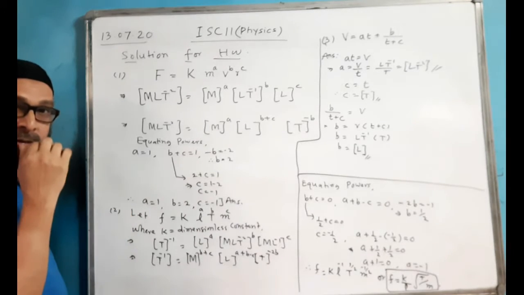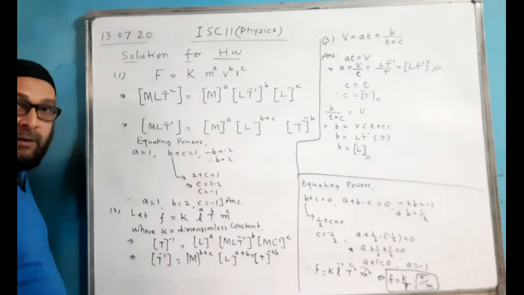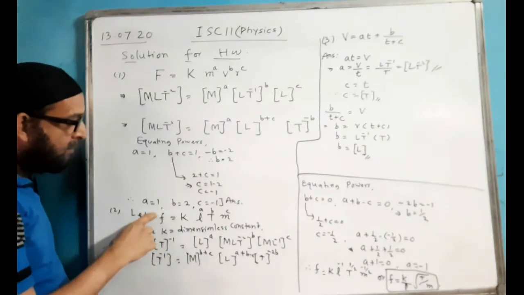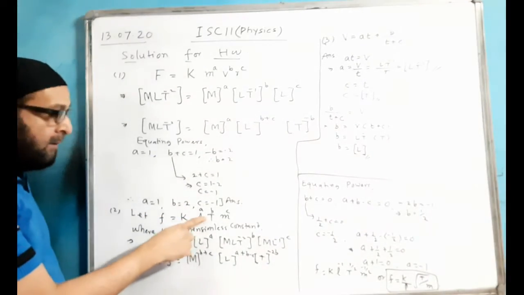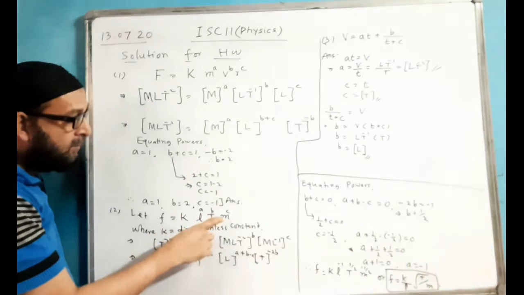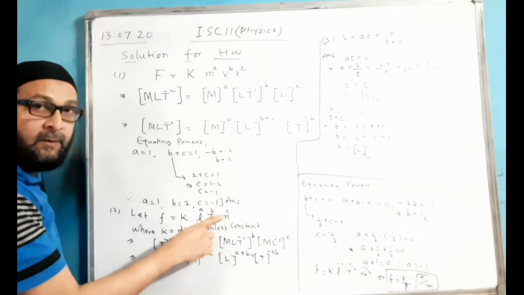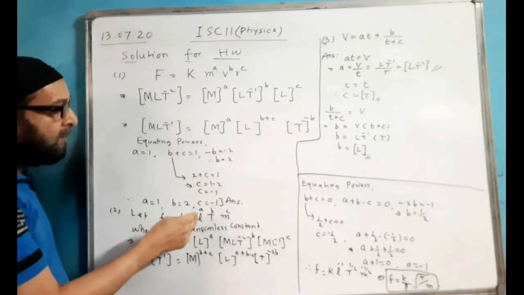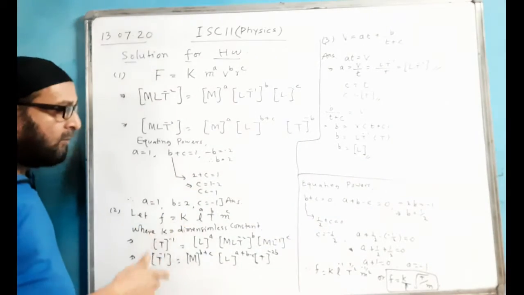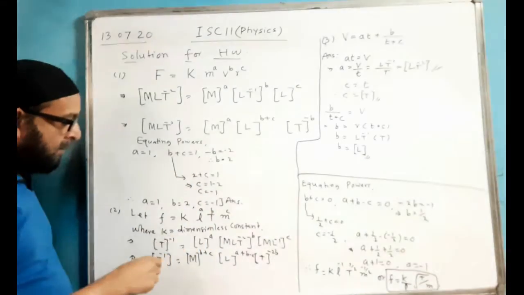Question number 2. Frequency of a stretched string depends on the factors already mentioned along with the symbols. It depends on the length L, on the tension in the string T, and on the mass per unit length. It is not only the mass but rather mass per unit length. Be very careful about it. We are raising the powers A, B, C, or you can use X, Y, Z, or alpha, beta, gamma, whatever you wish.